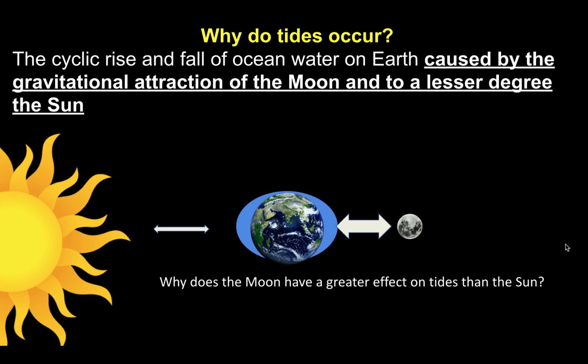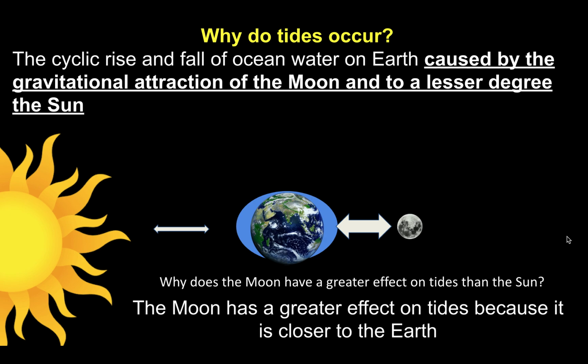Why does the moon have a greater effect on tides than the sun? Especially because the sun is so much bigger than the moon. Why is it? Well, the reason is the moon has a greater effect on tides because it is so much closer to the Earth. So its gravitational pull is going to be stronger because it's closer.